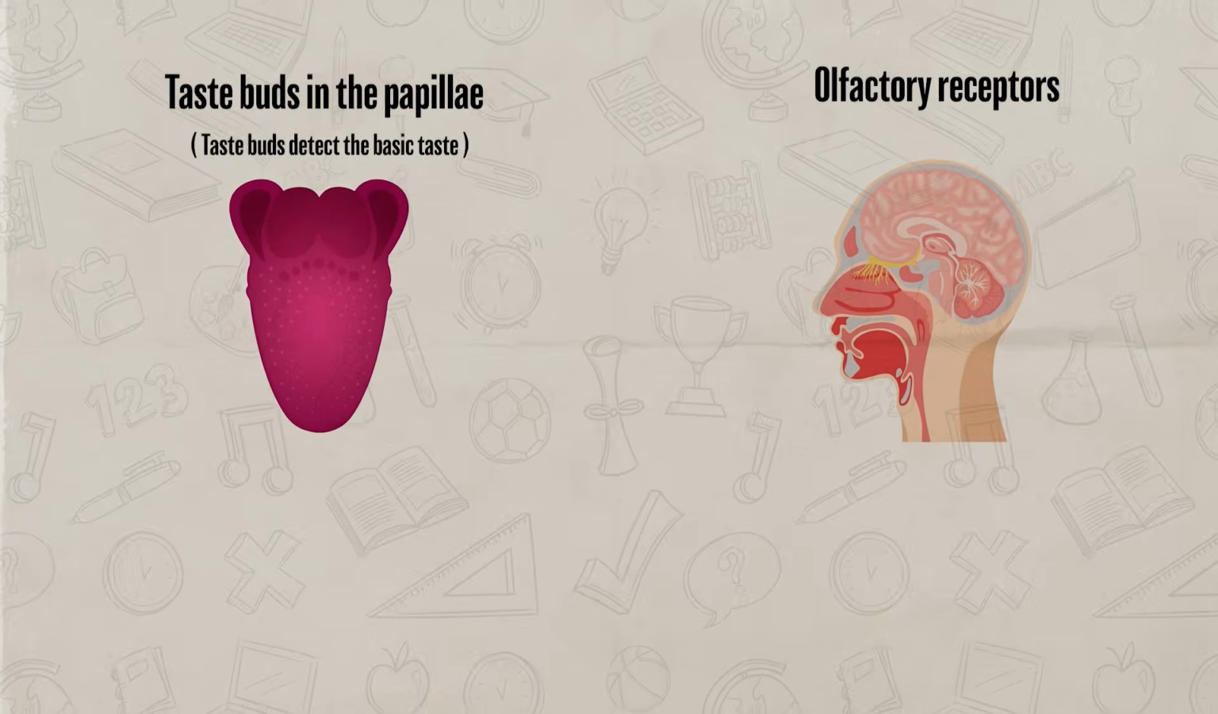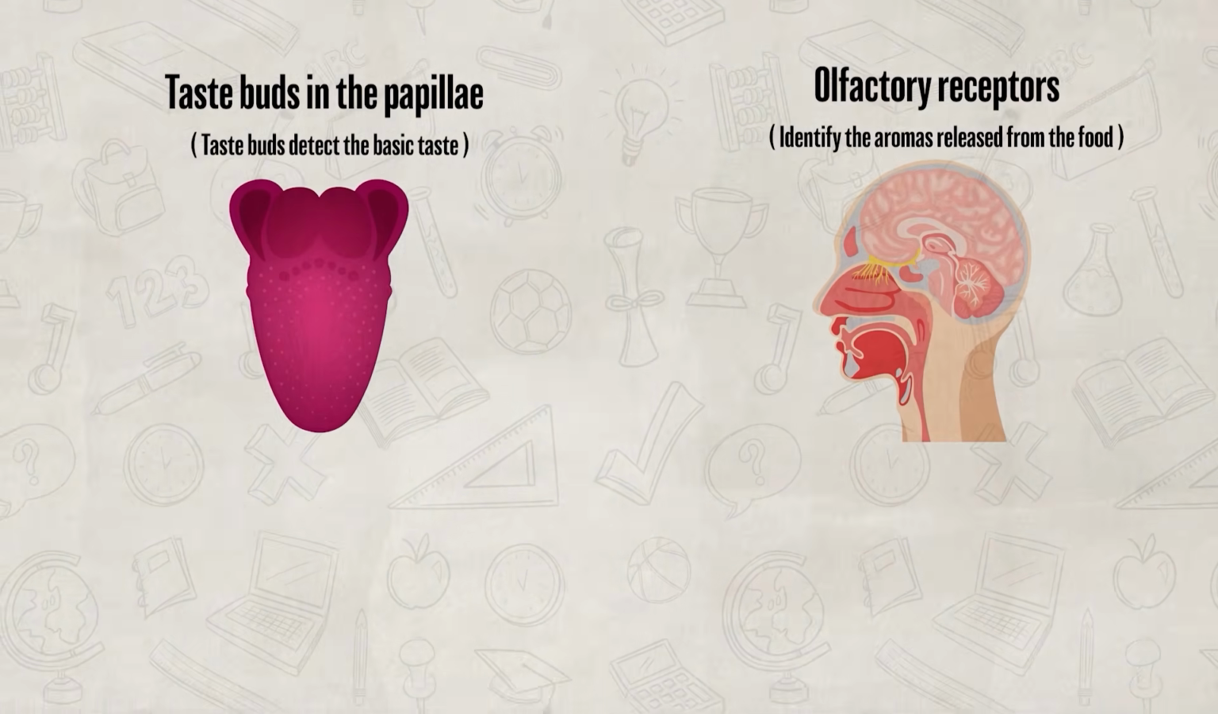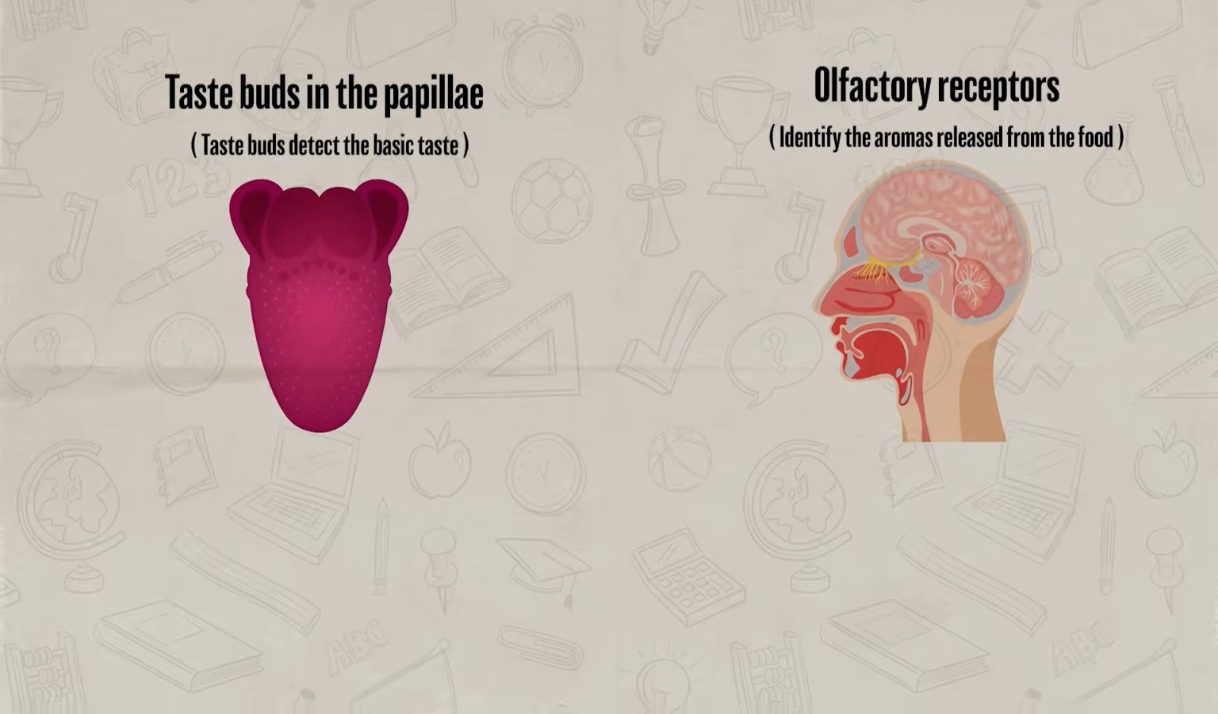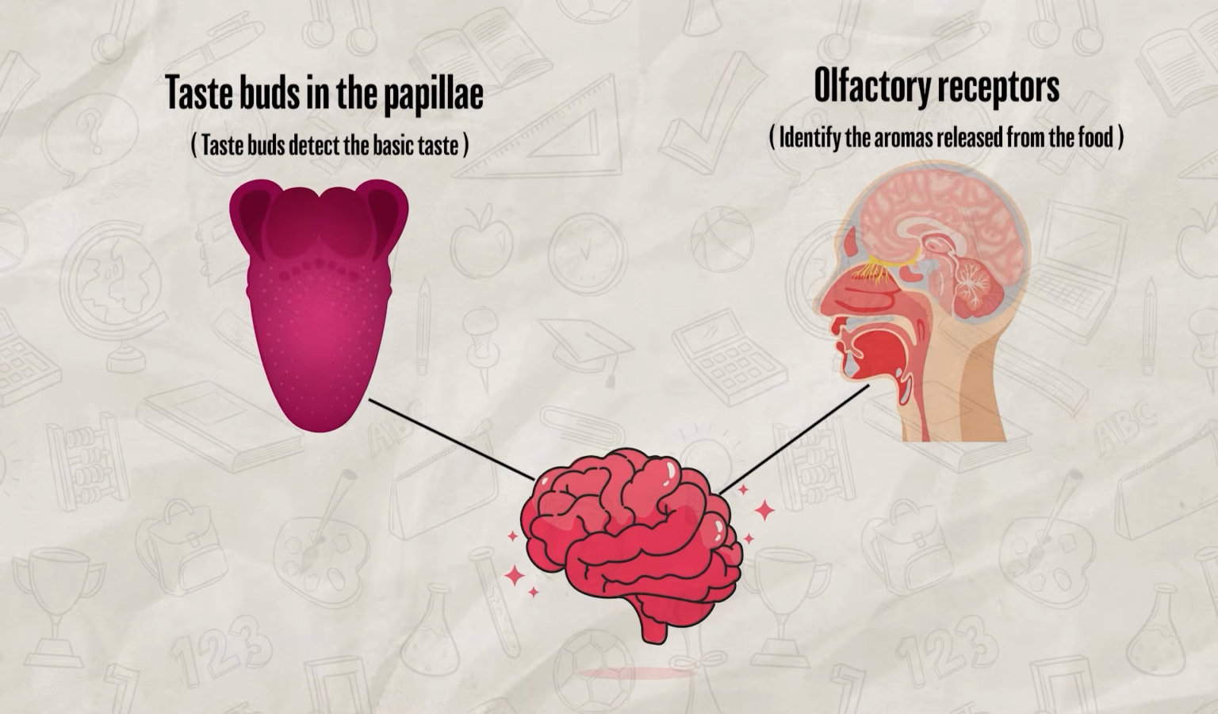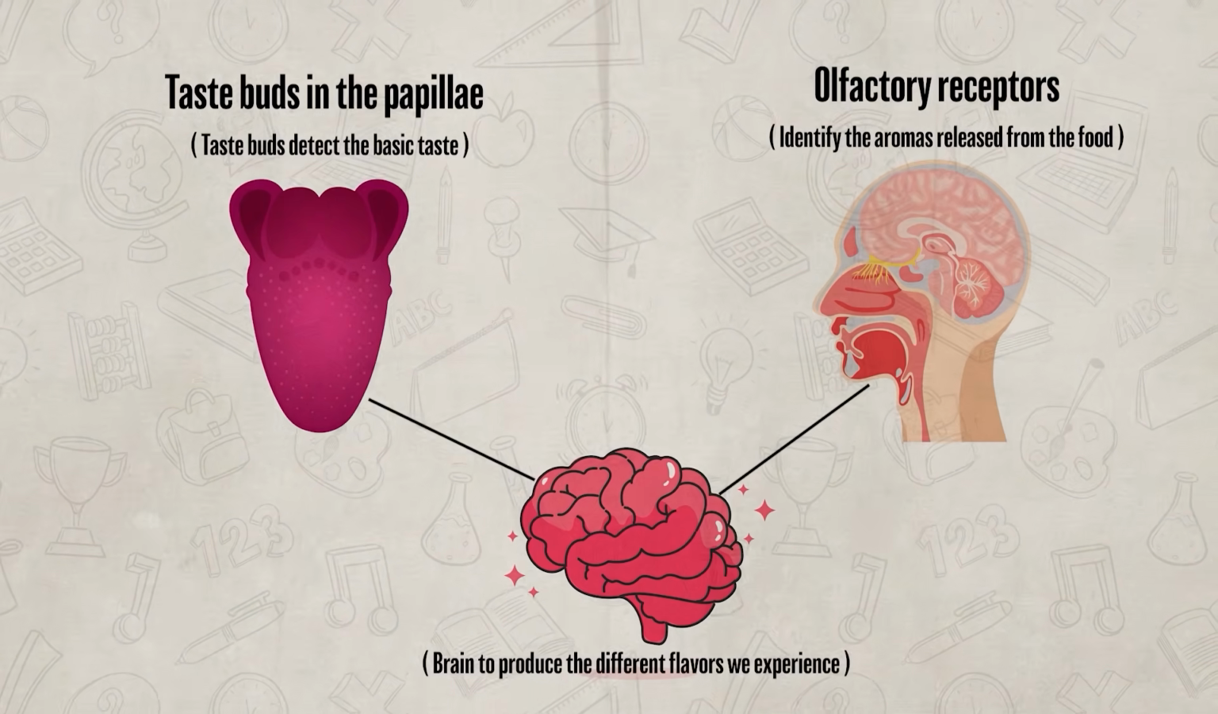One thing to remember when it comes to taste and smell is that these two chemical senses interact closely to create the full sensation of flavor. Taste buds detect the basic taste, while the olfactory receptors identify the aromas released from the food. Together, these inputs are processed by the brain to produce the different flavors that we experience.